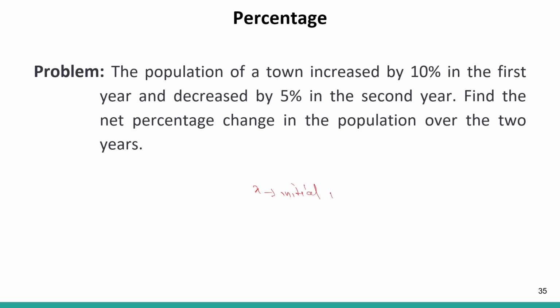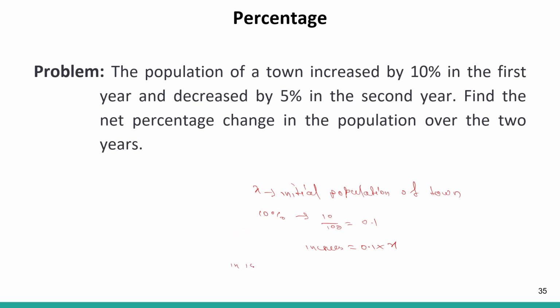Initial population of town. Okay, so the population of the town is increased by 10%. So let's convert 10% to decimal first. That will be 10 by 100. That is equal to 0.1. Okay, so if it is X, the increase will be equal to 0.1 into X. Okay, so in the first year. Okay, and then what it became is after first year.